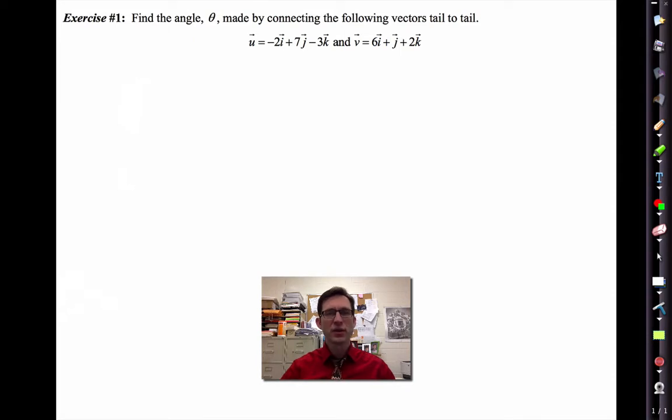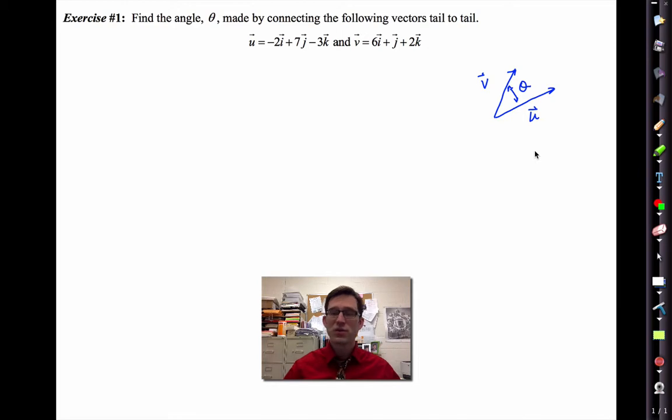Exercise number 1 is actually a review problem from our last lesson. We've got two vectors in 3 space, and the question is, what is the angle that's made by connecting the vectors tail to tail? In other words, if I had vector u pointing in 3 space and vector v pointing in 3 space, what would be the angle in between them? So I'd like you to pause the video right now and work through this. Make sure that you express your angle in degrees and express it to 3 decimal place accuracy. Pause the video now.